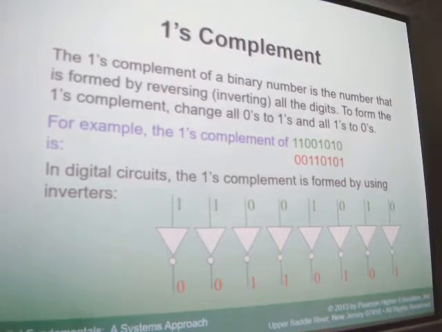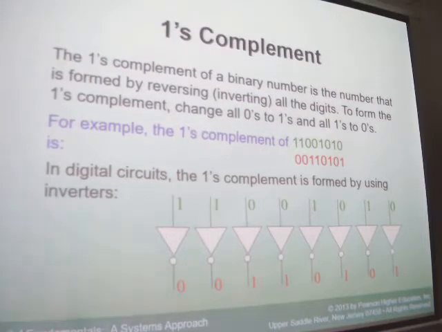So for a positive number, for example, positive 34, its one's complement is 34. Say we use 8 bits, 8 binary bits, to represent 34. How do we write the binary number of 34?